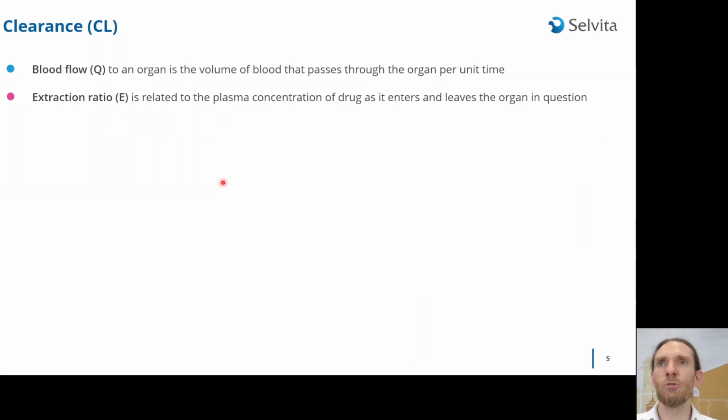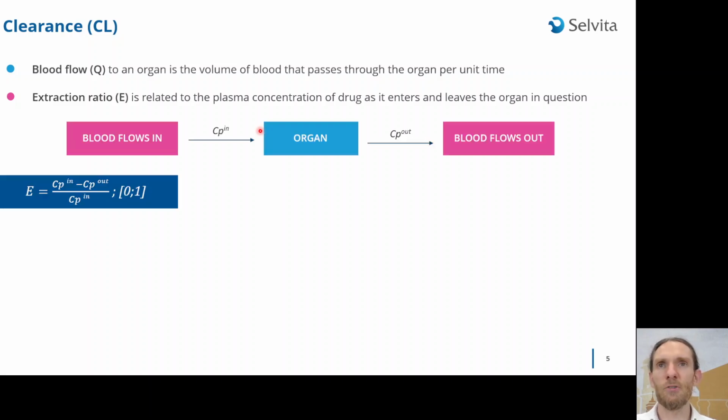Now let's introduce two terms. One is the blood flow. Blood flow is the volume of blood that passes through the organ per unit of time. The next one is the extraction ratio, E, which is related to the plasma concentration of drug as it enters and leaves the organ in question. So let's see what this means.